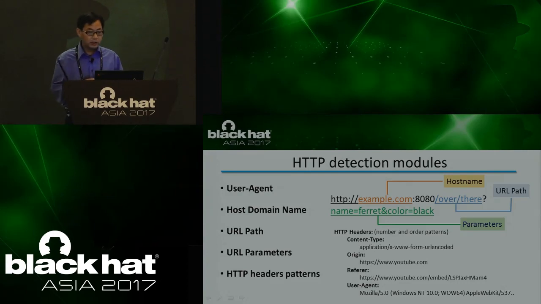Okay. Since we are doing HTTP URL detection, let's first take a look at the components of HTTP. Looking at the URL, we can see there's the host domain name, and there's the URL path. Basically, it's like a file path on the server. Then there's a question mark, and after that are the parameters. Parameters look like just key-value pairs separated by the ampersand.